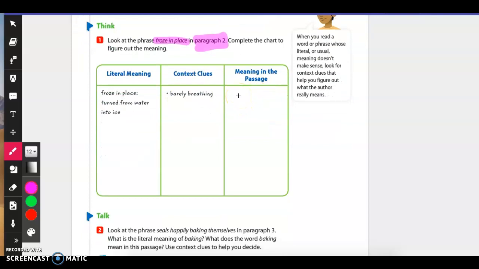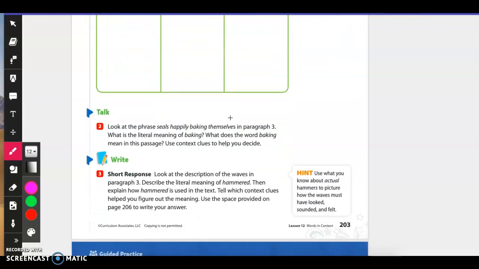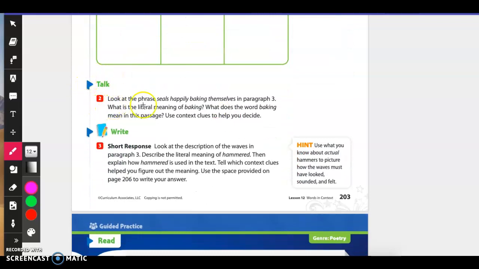I believe that the meaning, or the non-literal meaning, of this phrase would be that you stopped and didn't move. I know that because it talks about how surprised they were by the animal and that they all stopped and watched. So I would write here that you stopped moving and watched something. So you can pause the video and write that in this portion of the chart. After you write your answer, go down to the talk part.